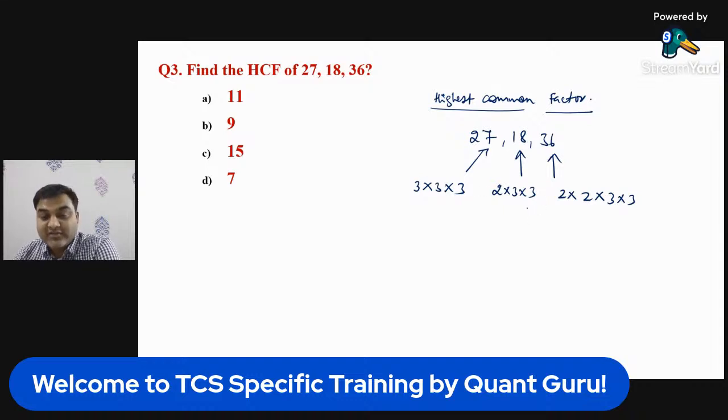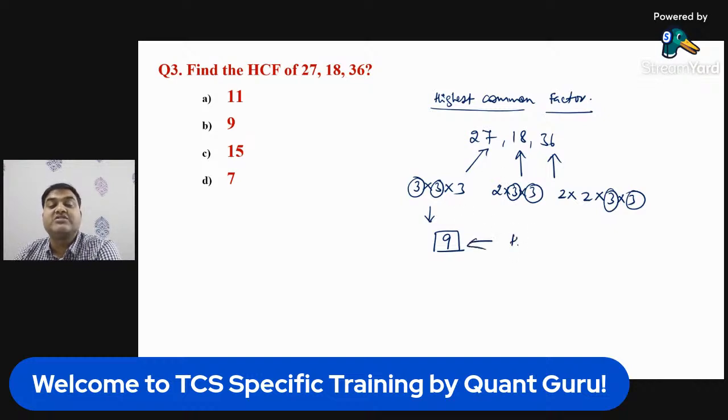What we do is we will see which is common. Okay, one 3 is common, one 3 is common, and one 3 is common. Find out what else is common between these two. One more 3 is common. What else is common? Between these two you can tell one 2 is common, but here it is not common, so we will avoid that. And 3 into 3, which is 9, is common in all those. That is the highest number.